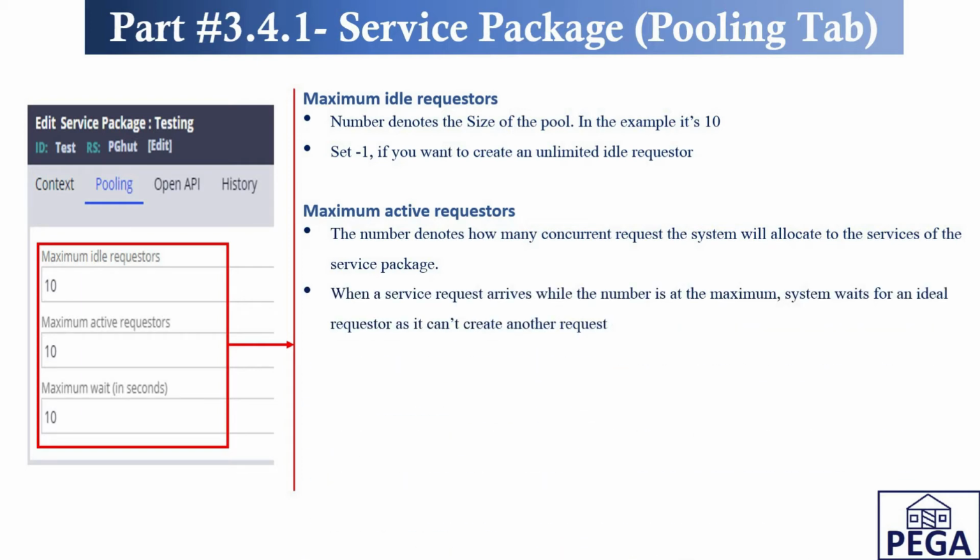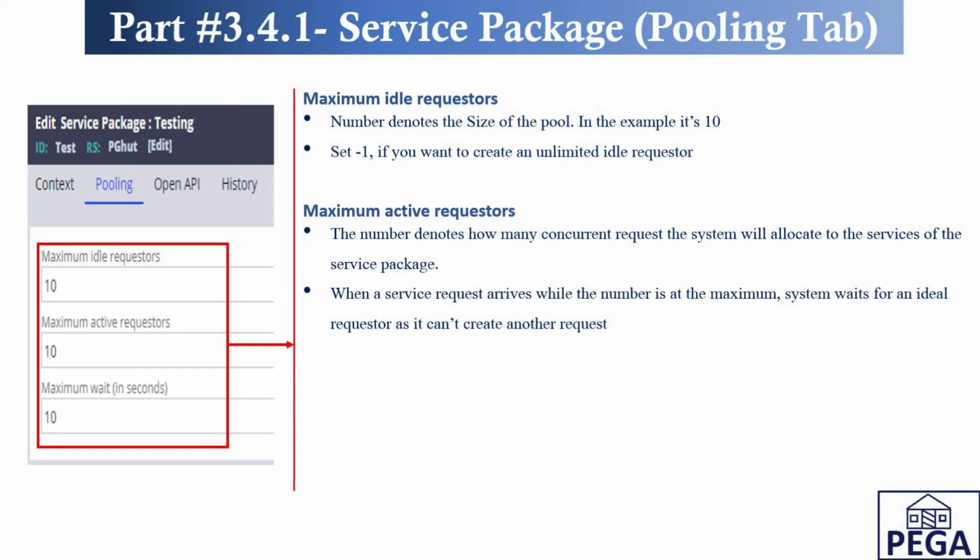Now when a service request arrives while the number is at the maximum, let's say you have defined 10 and you already have 10 requests going in parallel, that means there is no room for it to pick another request. It has to wait. The system has to wait for an ideal requester, as it can't create another requester, because you told it the ideal requester is 10 and the maximum active requester is 10.